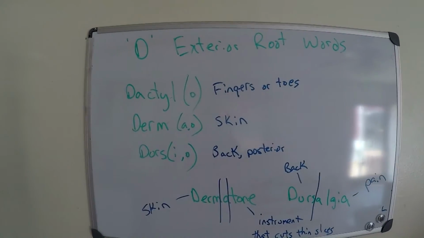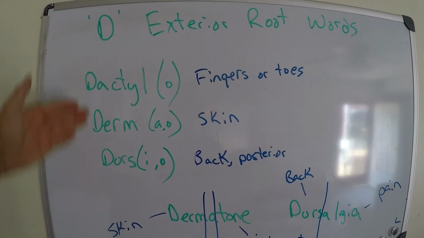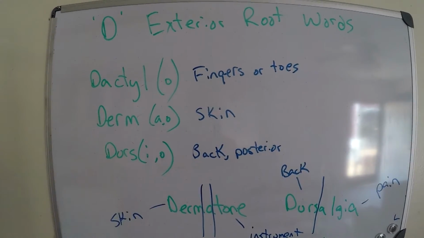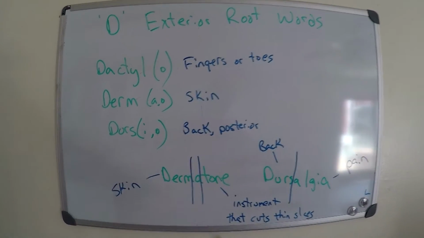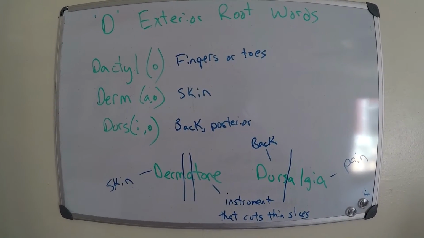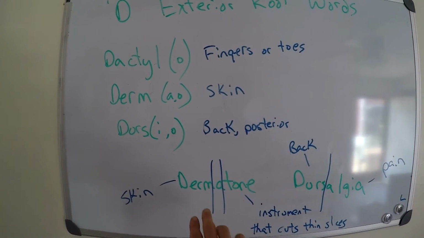Alright, let's look at the meanings of these root words. There's just 3 of them. These are the most common D exterior root words. You can pause this video because I'm about to talk about the examples here. Alright, let's take a look at the first one, guys.